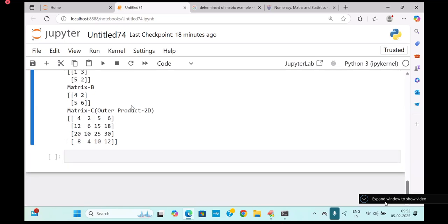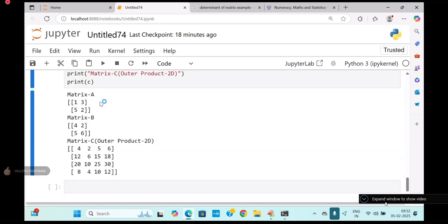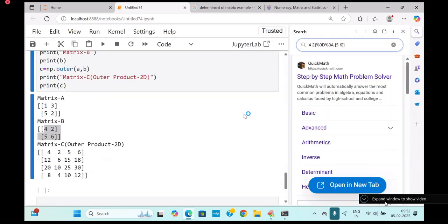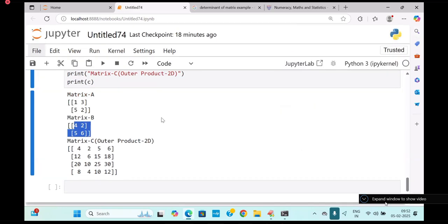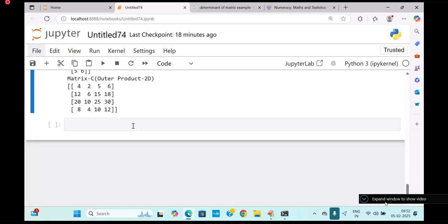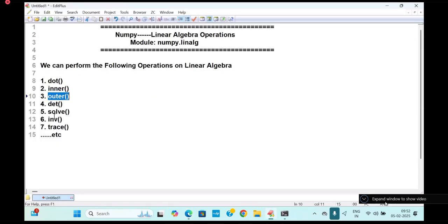Did you understand, students? Now I am going to enter into the further concept. So this is a 2 by 2, and this is a 2 by 2. It will become 4 by 4 elements. Clear? Right. This is very, very important, students: dot, inner, outer.